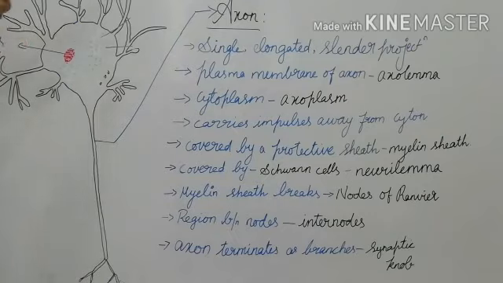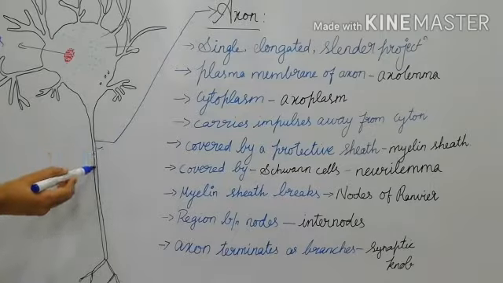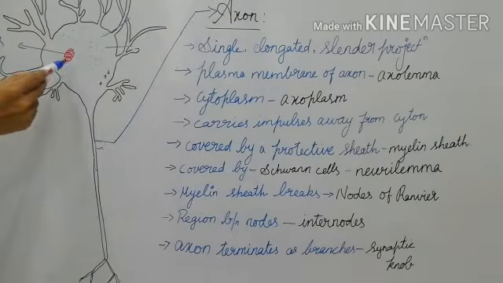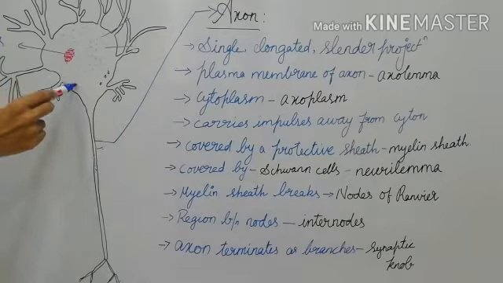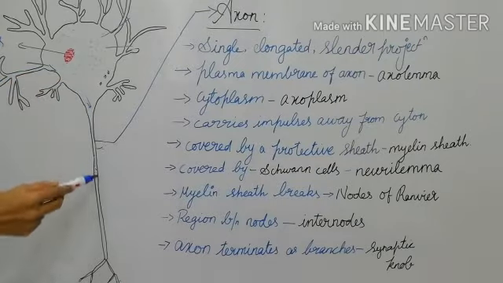So the next part of this neuron is the axon. The axon is a single elongated slender projection. Slender means thin. So this axon is a single elongated, thin projection from the cyton. And the plasma membrane of this axon is called axolemma, and the cytoplasm of the axon is called axoplasm. And this axon carries the information or the impulses away from the cyton. So the dendrites will receive the impulses and send them to the cyton, and from the cyton this axon will carry the impulses away.